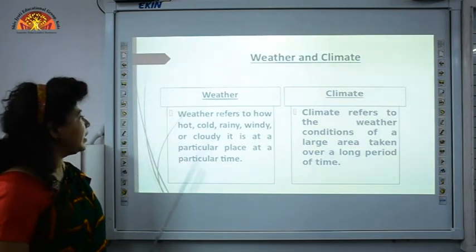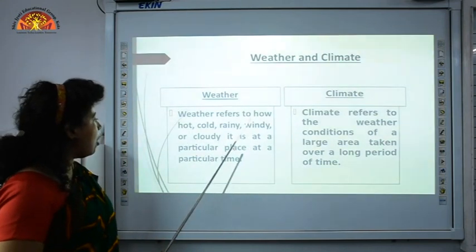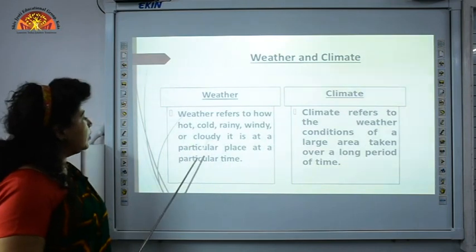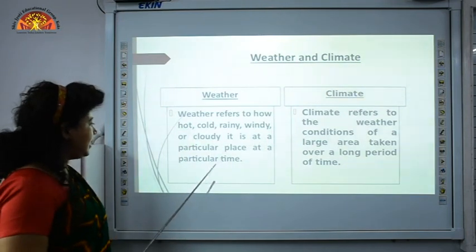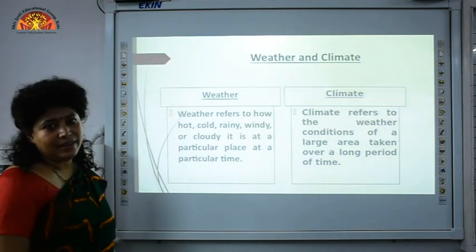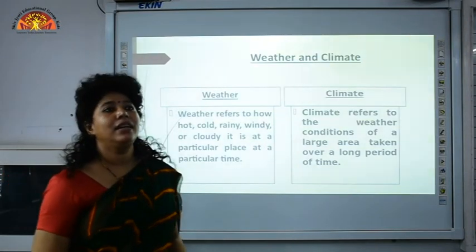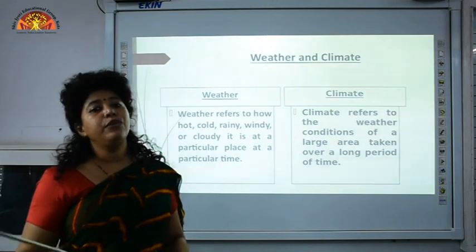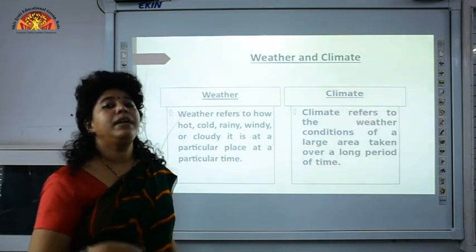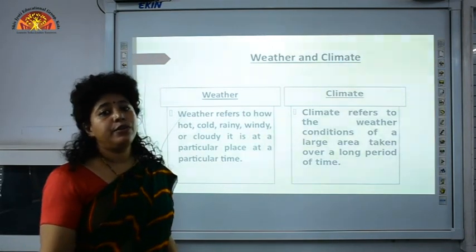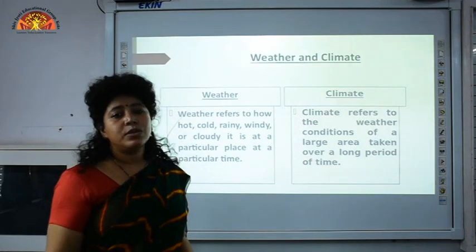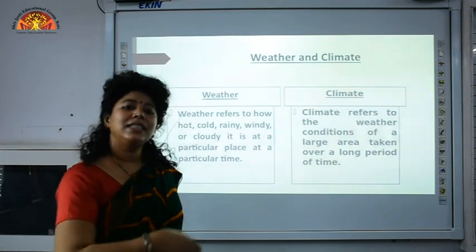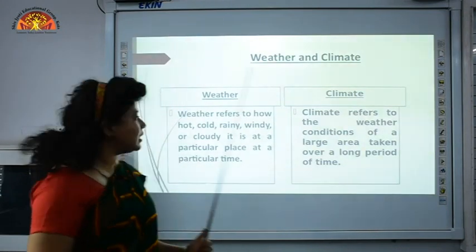What is weather? Weather refers to how hot, cold, rainy, windy or cloudy it is at a particular place at a particular time. For example, let's say today the weather is slightly warm and after a few days the weather could be rainy and after a few days it could be windy. So, weather is not fixed for a particular period of time, it changes from day to day, that is weather.